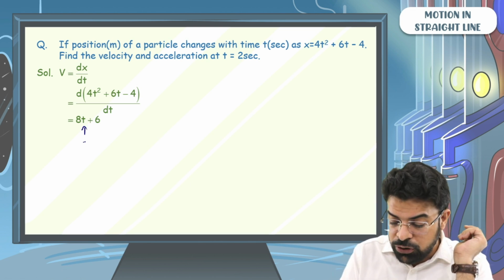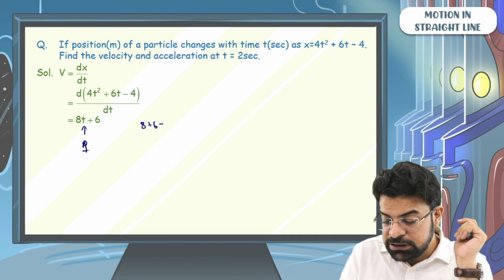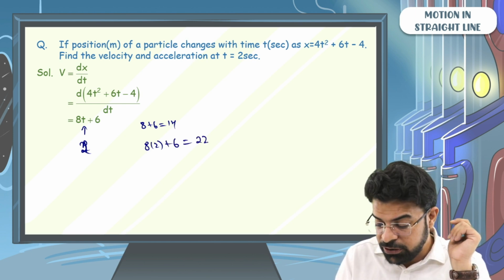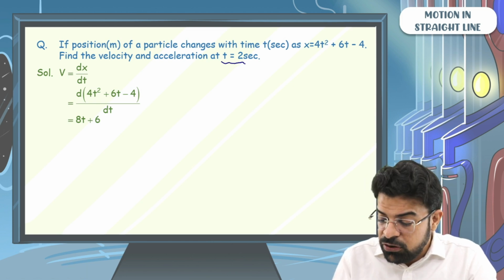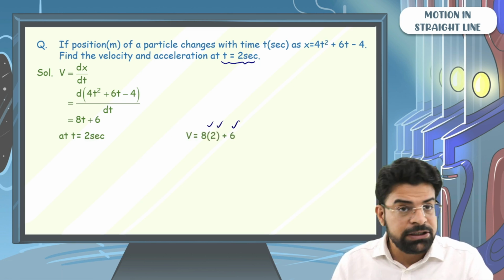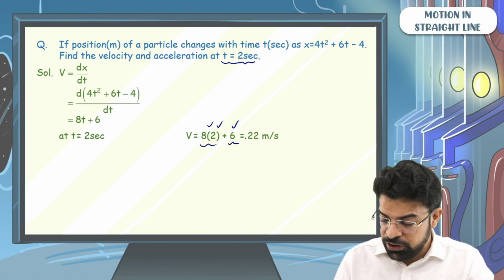At time equals 0, velocity is 6. At time equals 1, velocity is 8 plus 6, that is 14. At time equals 2, velocity is 8 into 2 plus 6, that is 16 plus 6, that is 22. So now you know velocity at any time t. They are asking what is the velocity at time equals 2 seconds. So at time equals 2 seconds, velocity will be equal to 8 into 2 plus 6. In place of time, substitute 2. So you get 16 plus 6, which is nothing but 22 meter per second.